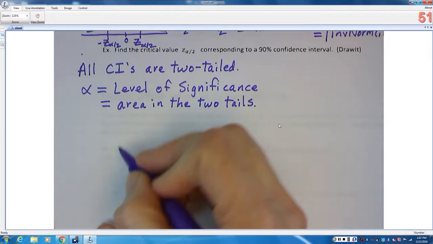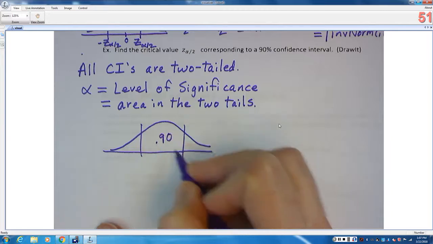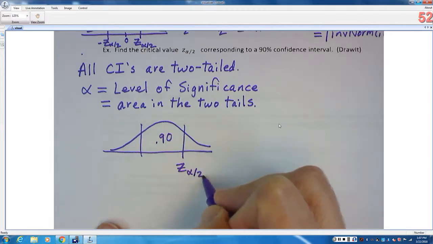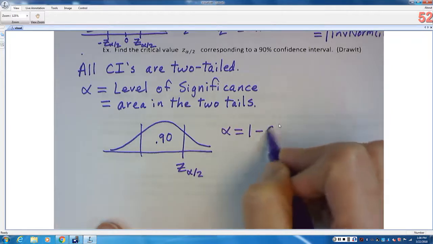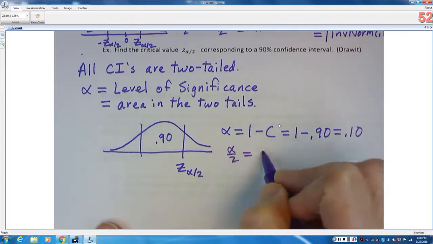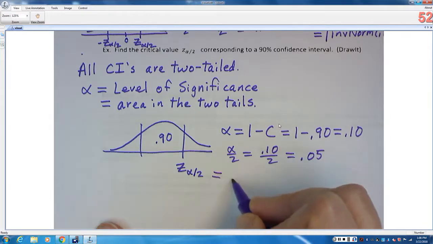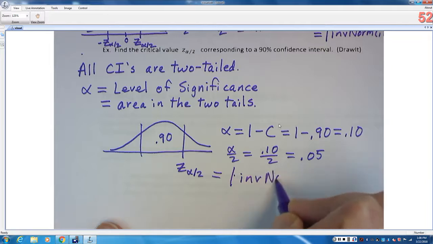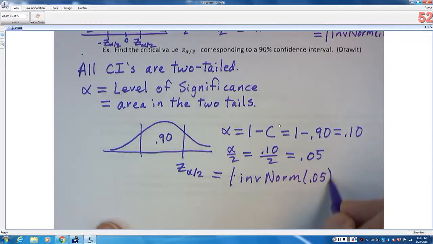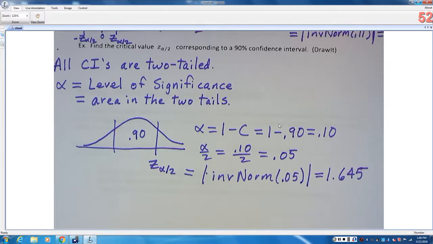So I'll work that problem. If this is 0.90, this is our z alpha over 2. Alpha is 1 minus c, 1 minus 0.90, 0.10. Alpha over 2 is 0.10 divided by 2, 0.05. So z alpha over 2 equals the absolute value of inverse norm of 0.05, and that's 1.645. And I didn't tell you to go to 3 places. Basically, when the third digit is like a 5, they go to 3 places.